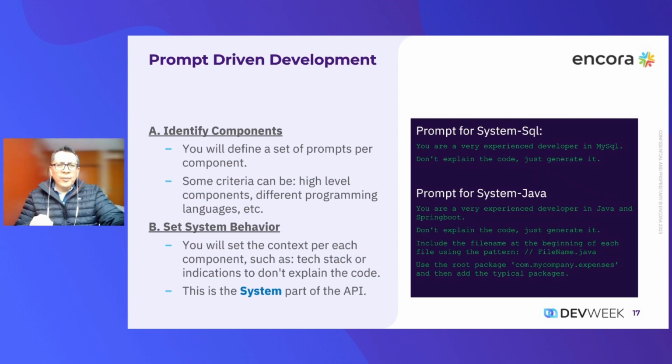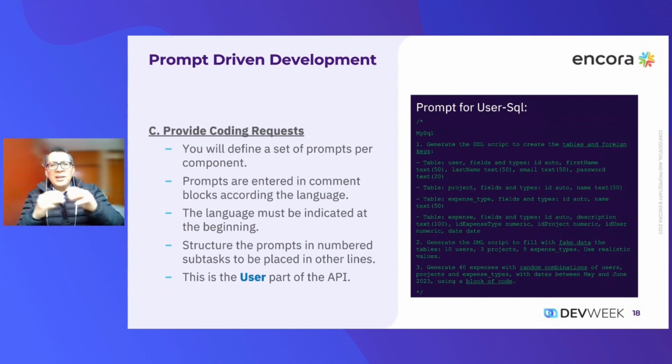Okay. Now, the third step in this process of prompt-driven development is to provide the coding request. In this step, we are going to provide the specific requirements to generate code. This is the user part of the API. In this part, you will define the set of prompts per component. Prompts are entered in comment blocks according to the language.